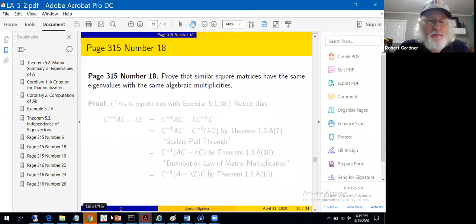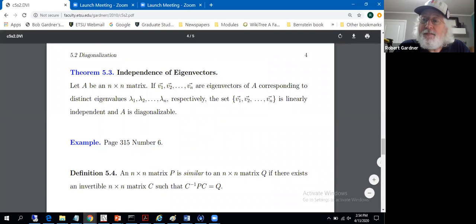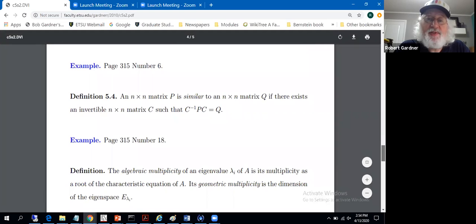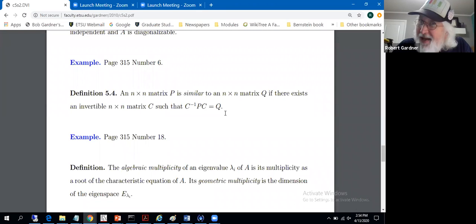Back to the notes. Definition of similar matrices, and we've run across ideas that look alike like this before. An n by n matrix P is similar to an n by n matrix Q if there exists an invertible n by n matrix C such that C inverse PC equals Q.